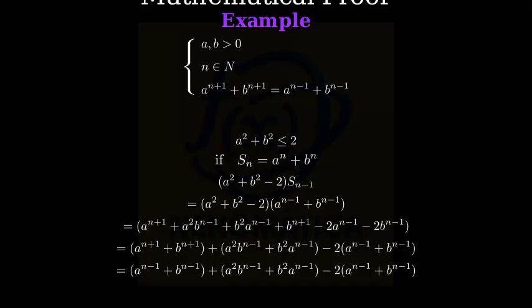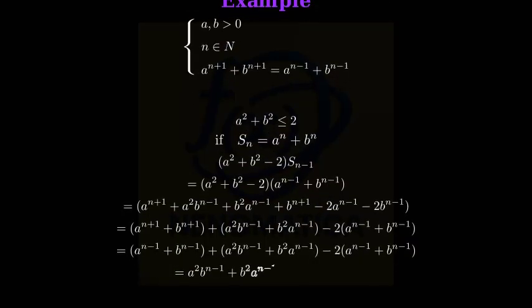Let's simplify this expression further. We get a squared b to the power n minus 1 plus b squared a to the power n minus 1 minus a to the power n minus 1 minus b to the power n minus 1. Let's factor this expression by grouping similar terms.